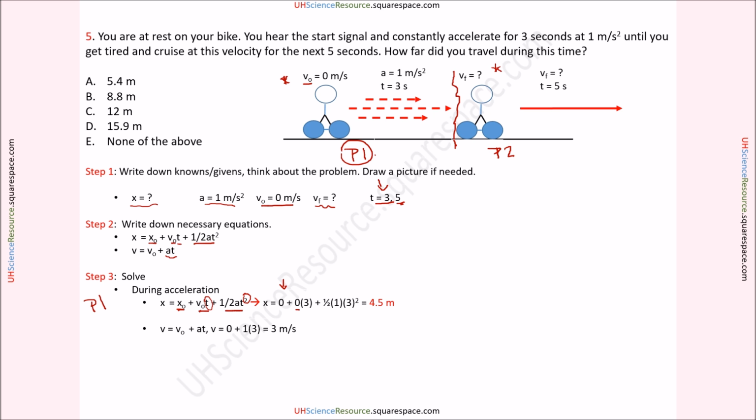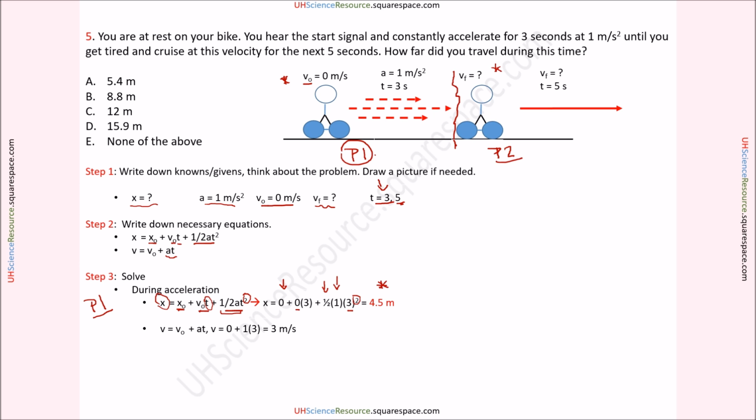And then we have the acceleration component, which is going to be 1/2 times the acceleration, which we know is 1 meters per second squared, and we accelerate for 3 seconds, so that's going to be squared. If we do the math, that comes out to be 4.5 meters. Okay, so that's part 1 in terms of how far we traveled.